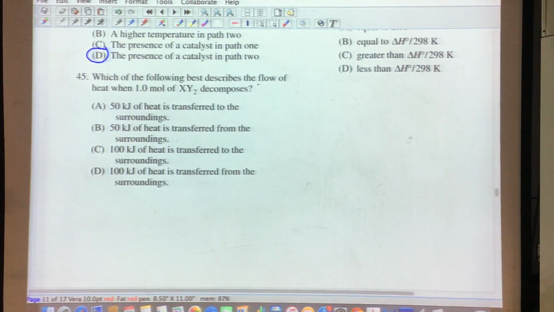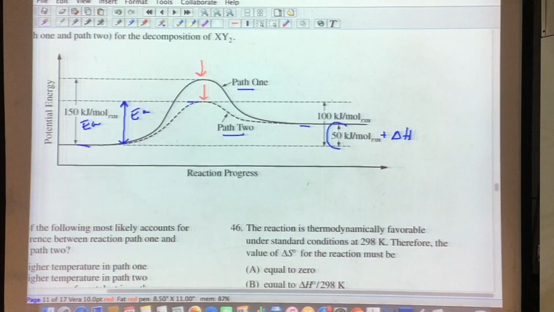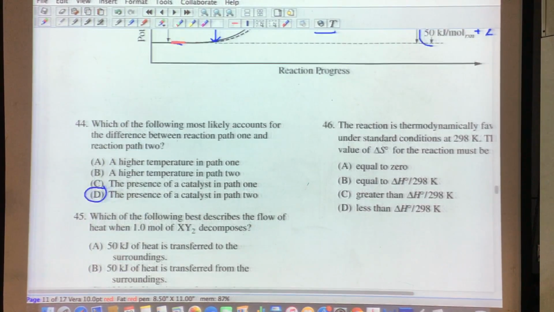45. Which of the following best describes the flow of heat when 1 mole of X2 decomposes? So what they're asking you, can you realize that this is the enthalpy, the difference of where you start? And by the way, if you didn't notice that, the potential energy of the what? Products minus the reactants gives you a positive value. That's what delta H comes from. So it's positive, it's endothermic. That means energy is what? Being taken from the environment.